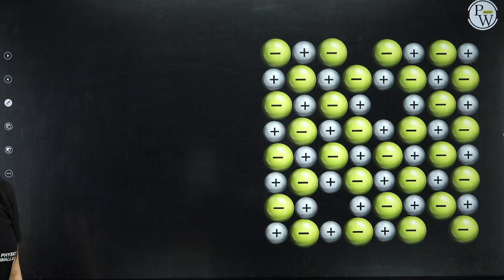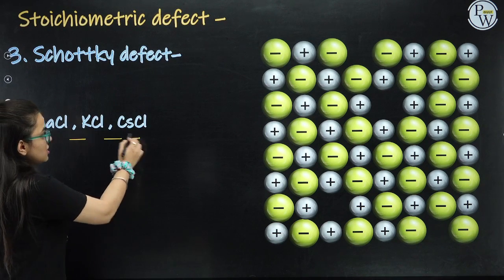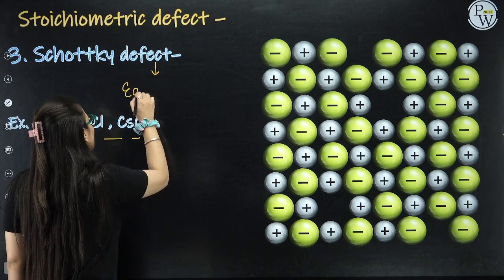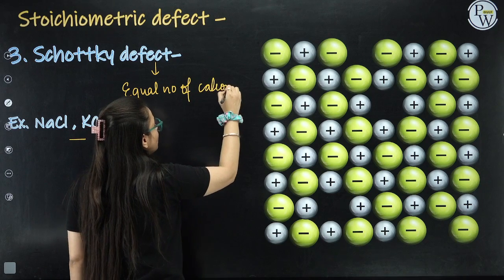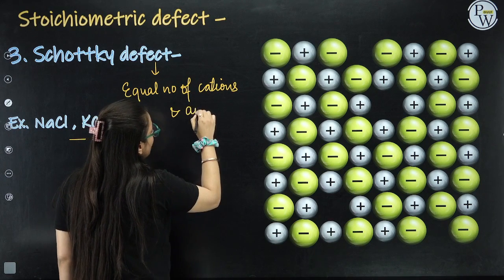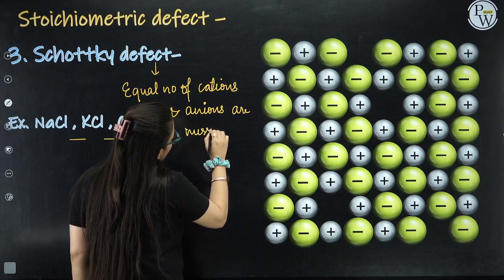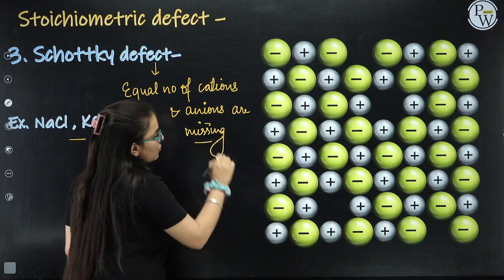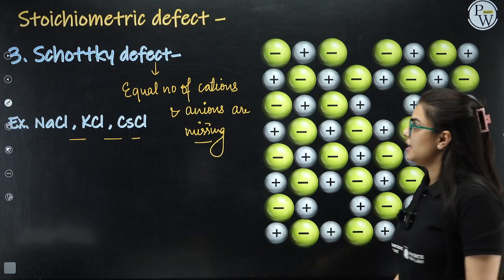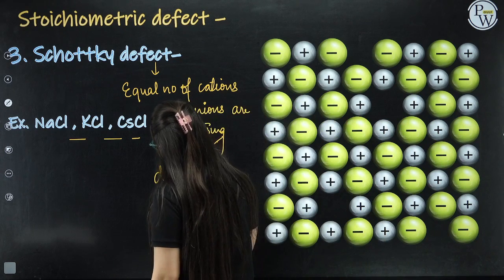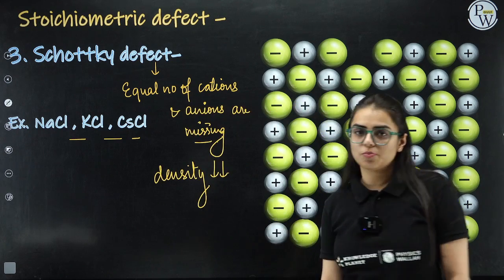Moving on to the next one, Schottky defect. What is it exactly? It is seen in NaCl, KCl, CsCl. In this, an equal number of cations and anions are missing from the crystal lattice. See, if two positives are missing, then two negatives are also missing, right? So over here density is going to decrease. I guess you have very well written the examples also over here.